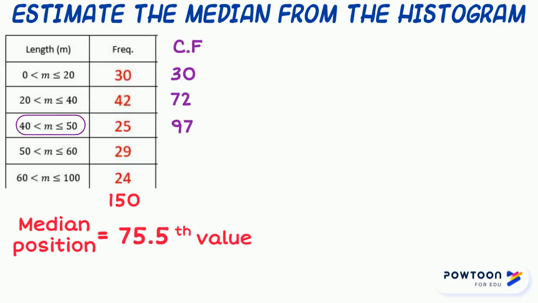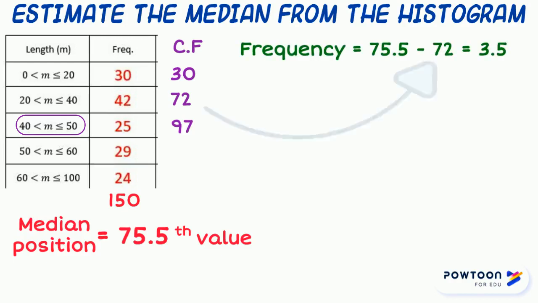We're trying to figure out how far into this interval we're going. So that's really like creating a new class width. To do that, you'll need to find the frequency as well as the frequency density. First, our frequency is found by taking the difference between our median position and how many values had been used before our interval started.